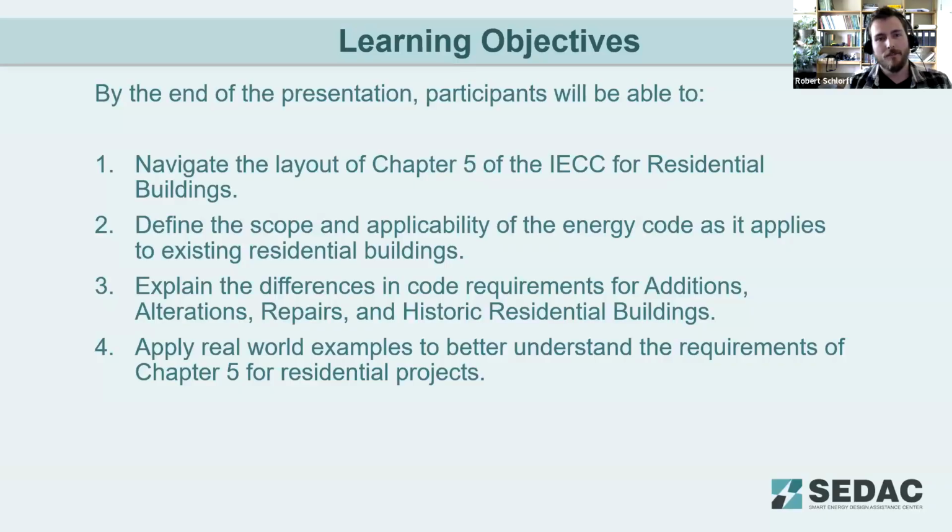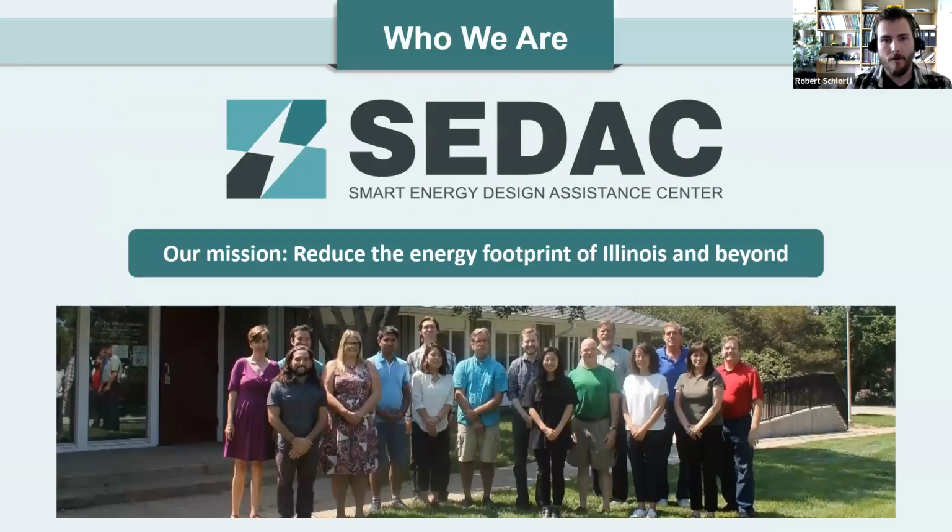Our learning objectives for today. By the end of this presentation, you all will be able to navigate the layout of Chapter 5 of the IECC for residential buildings, define the scope and applicability of the Energy Code as it applies to existing residential buildings, explain the differences in code requirements for additions, alterations, repairs, and historic residential buildings, and lastly, apply real-world examples to better understand the requirements of Chapter 5 for residential buildings.